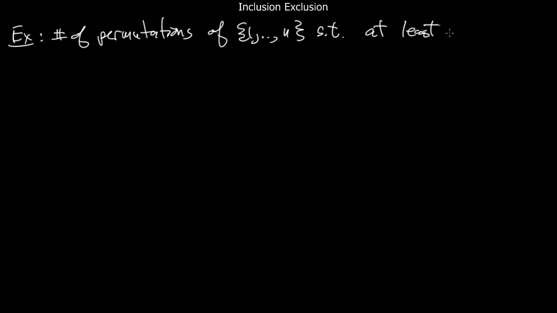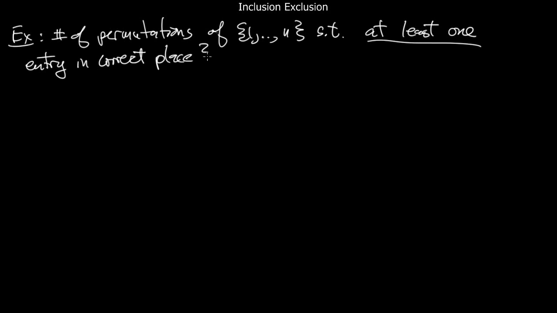Okay, so let's go back and look at our example from the beginning. What are all of the permutations of 1 through n such that at least one number is in the correct position? So again, either number 1 occurs in the first position or number 2 in the second and so on. This is this number n from the beginning, and once we figure out this, we'll know the derangement number also.